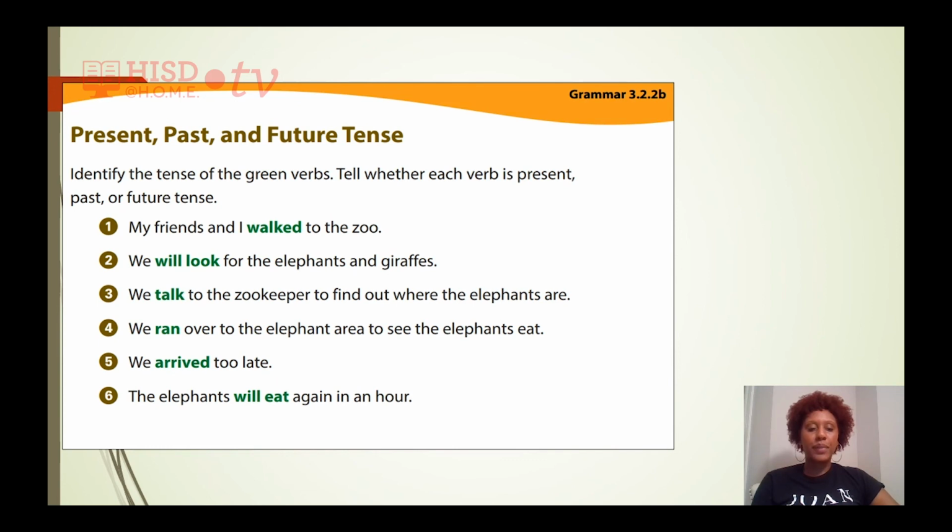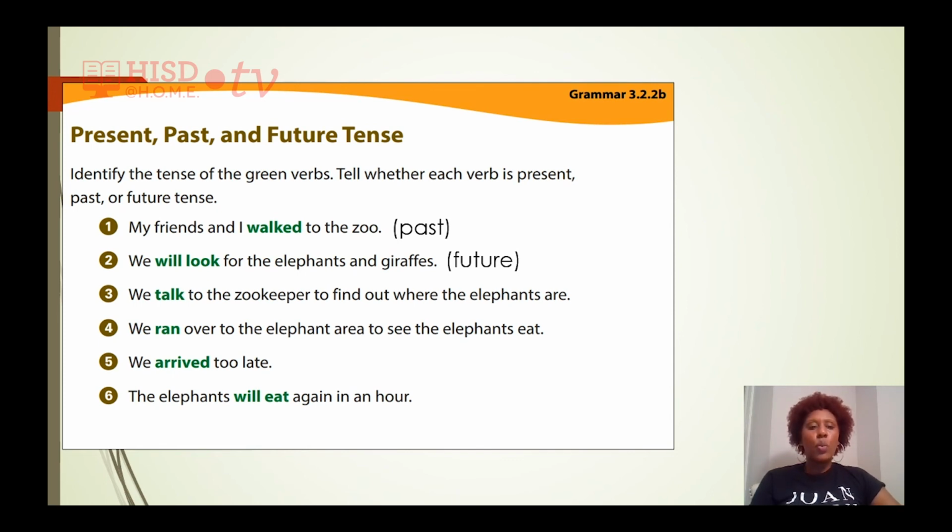All right, number one, my friend and I walked to the zoo. We're looking at the verb of walked. So if you walked, that means that happened in the past. You did it before. Number two, we will look for elephants and giraffes. The verb we're looking at is will look. So if we will look at something, that's happening in the future. We haven't done it yet.